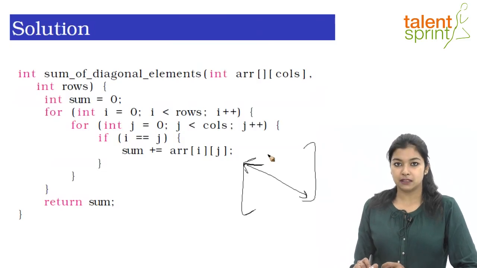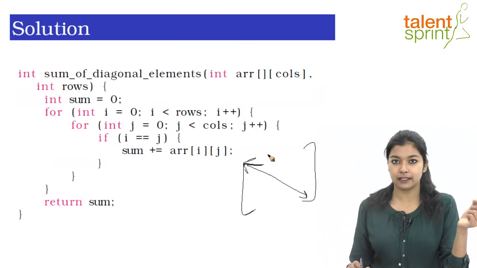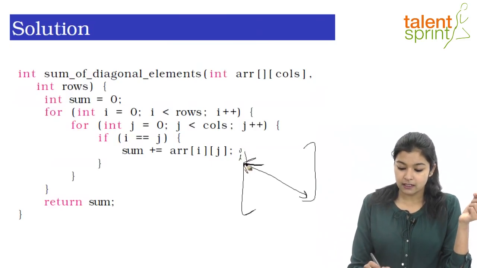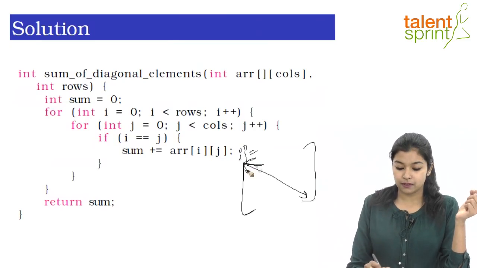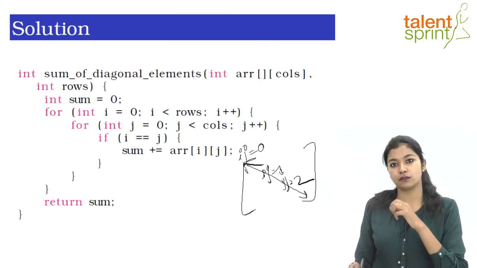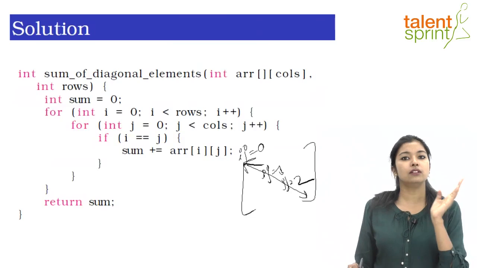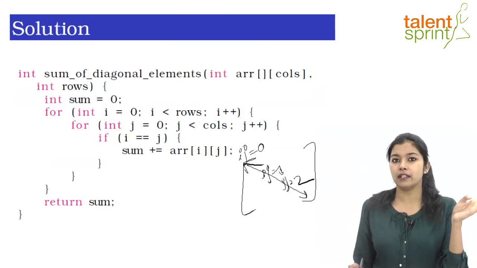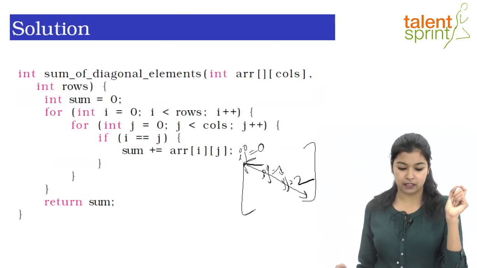Keep in mind that for the prime diagonal elements, the i and j value is always the same. The first would be i and j 0, the second would be i and j 1, i and j 2, and so on and so forth. So to get your prime diagonal, you have a simple condition that your i and j should be same. We have used the same logic here.